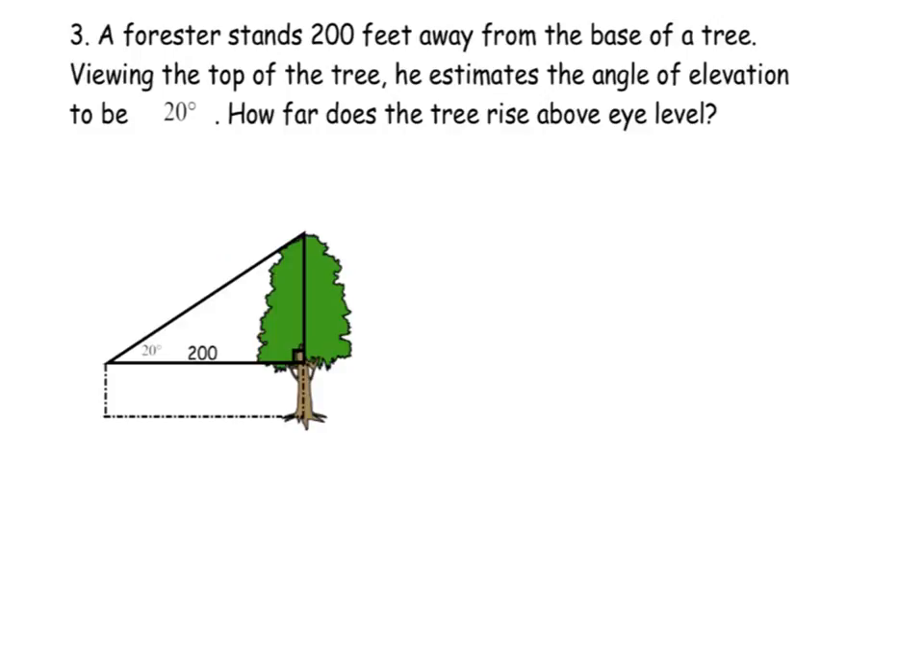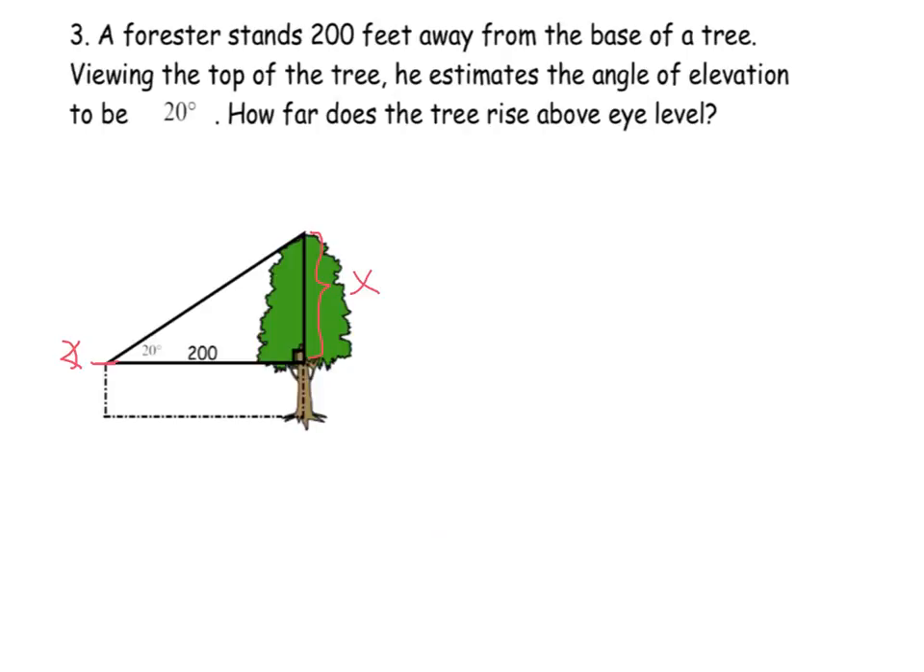In our next problem, a forester stands 200 feet away from the base of a tree. Viewing the top of the tree, he estimates the angle of elevation to be 20 degrees. How far does the tree rise above eye level? So the first thing I'm going to say, if he stands on the left, his eye level is going to be approximately lined up with this line right here. And what I need to figure out is how far this tree rises above eye level. So I'm going to represent that distance as x.